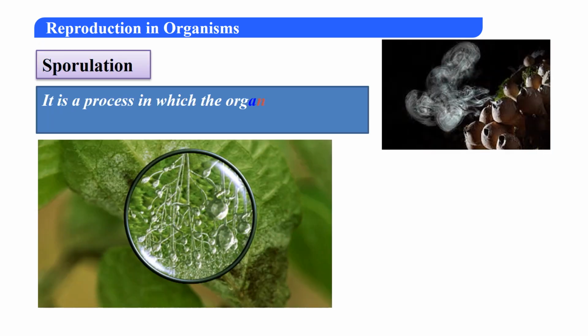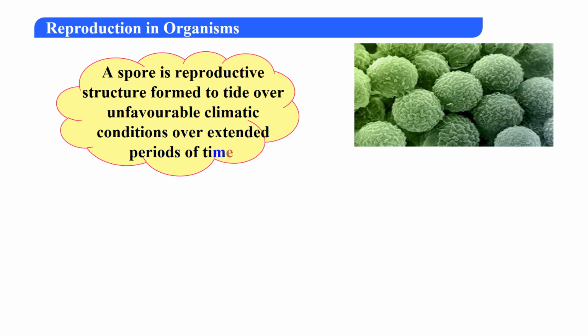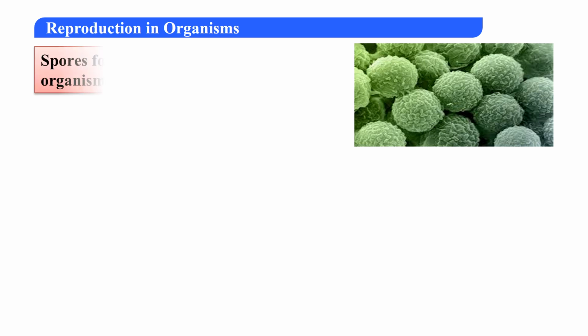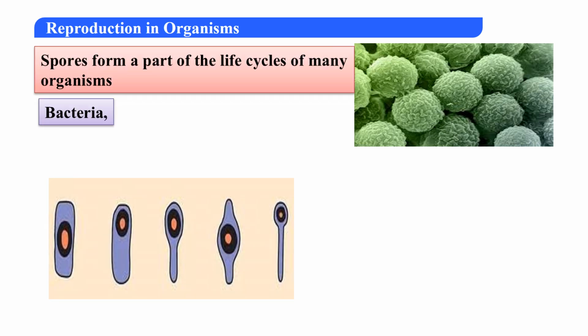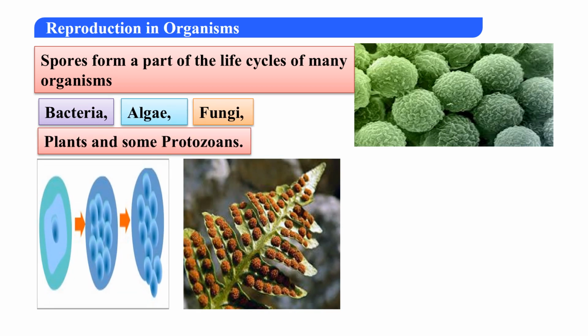Sporulation. It is a process in which the organism produces specialized cells called spores. A spore is a reproductive structure formed to tide over unfavorable climatic conditions over an extended period of time. Spores form a part of the life cycle of many organisms like bacteria, algae, fungi, plants, and some protozoans.